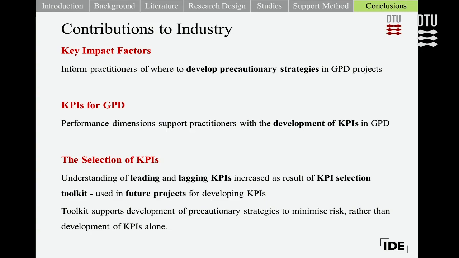Also the selection of KPIs, so we developed this understanding of leading and lagging KPIs, and it increased as a result of the KPI selection toolkit in the company case, and actually was used in future projects as we found out through the interviews. The toolkit further supports the development of precautionary strategies to minimise risk, as I say, rather than just a toolkit to support the selection of KPIs.